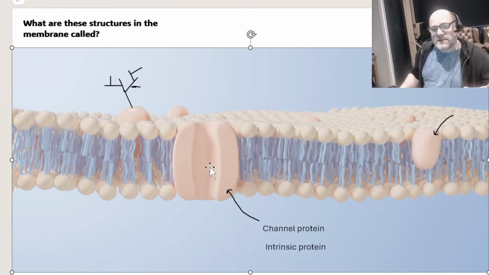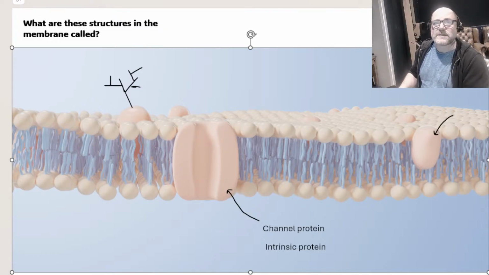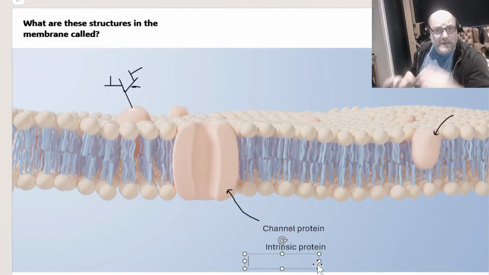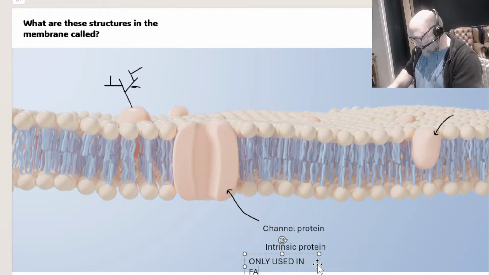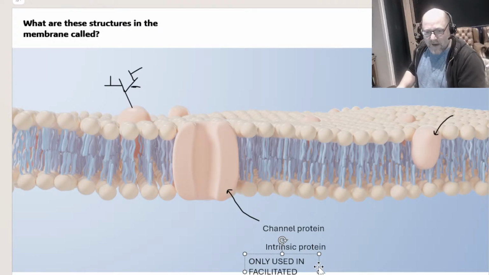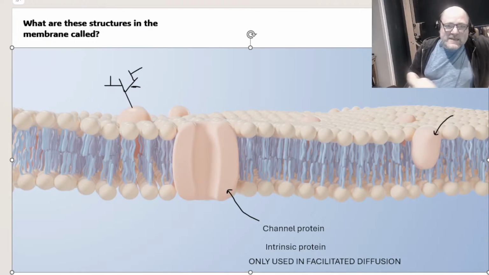Channel proteins, someone said active transport, are not used in active transport. So actually that's a good thing. This is why it's good to have the chat and people making comments, because you can clear up misconceptions. They are only used in facilitated diffusion. We don't have active channels, so we have facilitated diffusion.